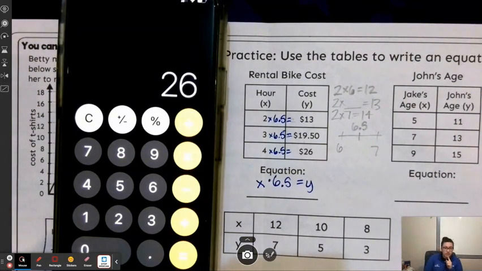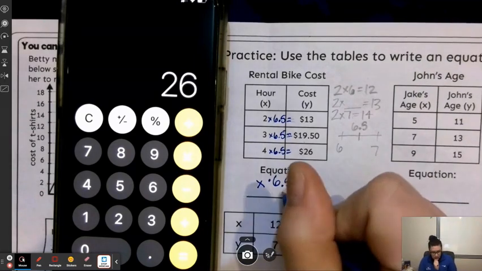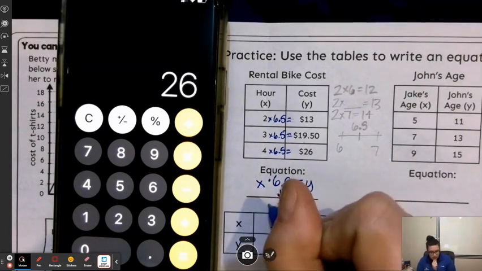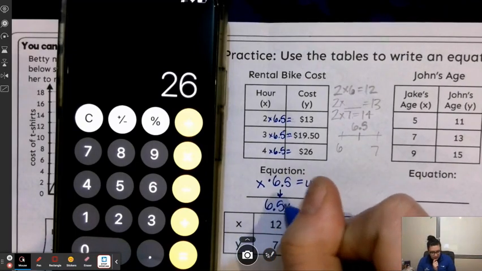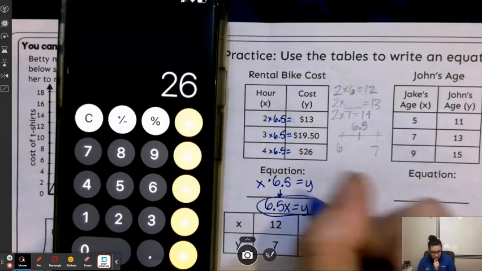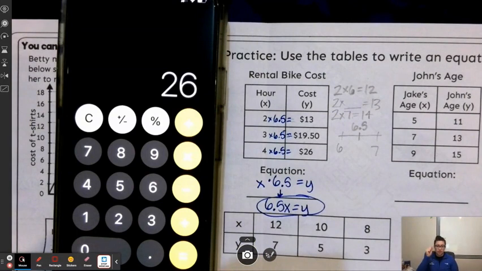That is not how you would see it written, though, in a textbook or on a test. Remember when you were solving equations, how you had the coefficient and the variable side by side? That's how we would write this. In a test, you would see this written as 6.5x is equal to y. When we have the coefficient and the variable, the 6.5 and the x side by side, that means multiplication. So this is 6.5 times x is equal to our y.